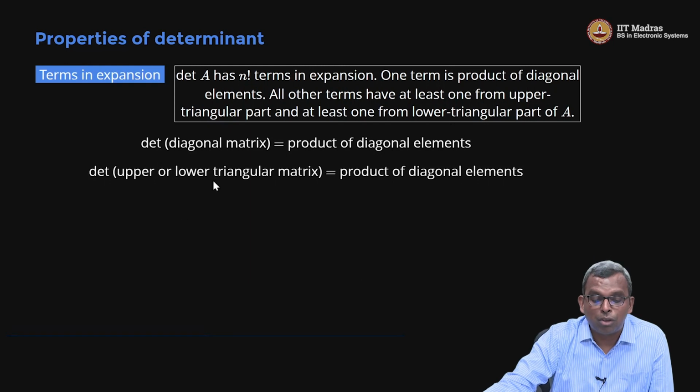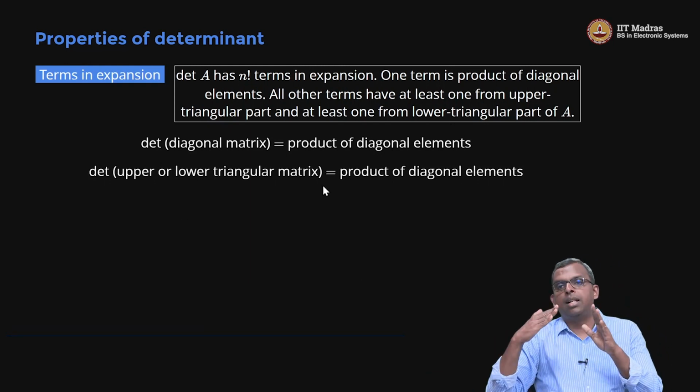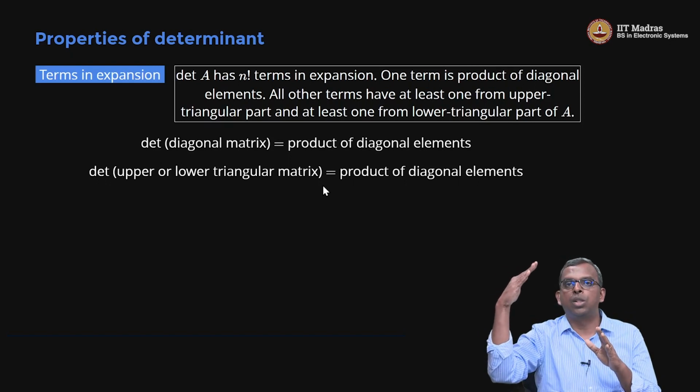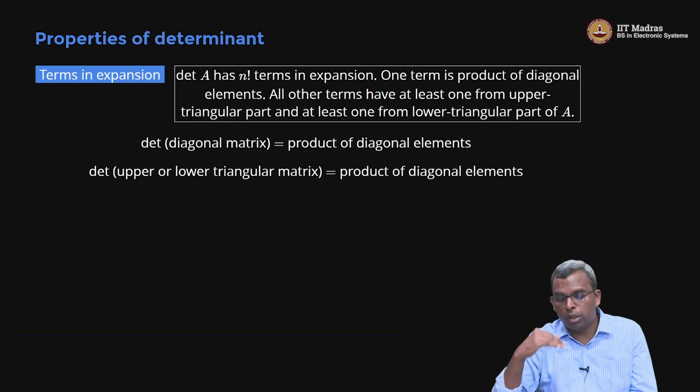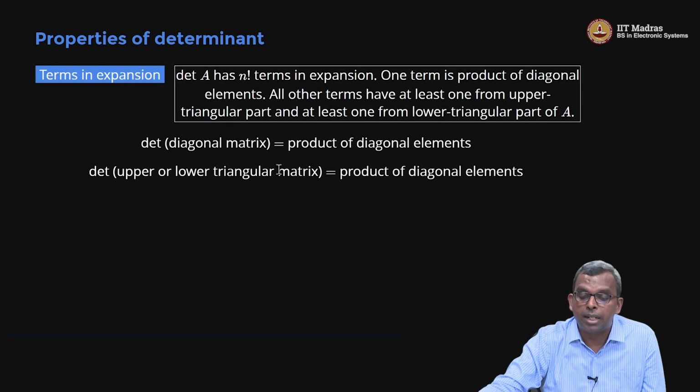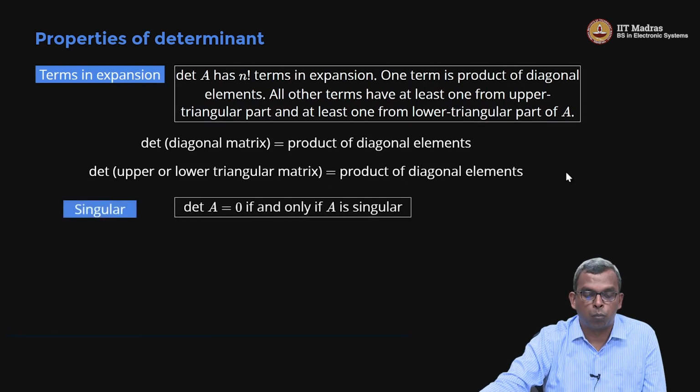The same thing follows for an upper or lower triangular matrix. Remember, upper triangular means the diagonal and everything above it can be non-zero, and everything below it is 0. Likewise for lower triangular. So for any lower triangular or upper triangular matrix, the determinant will be the product of the diagonal elements, because only that term will survive. All the other terms will go to 0 because they involve either an upper triangular part or a lower triangular part. So this is terms in the expansion, a useful property.